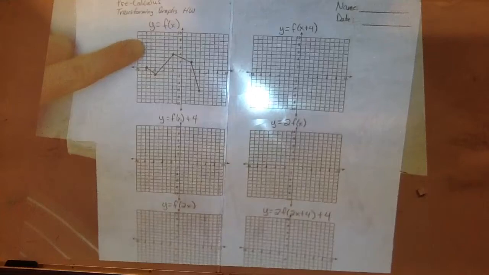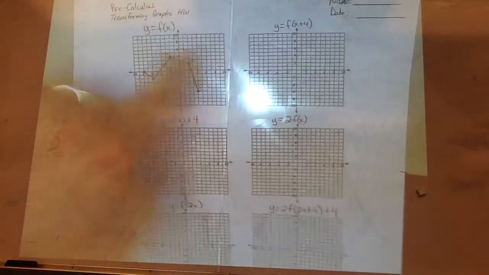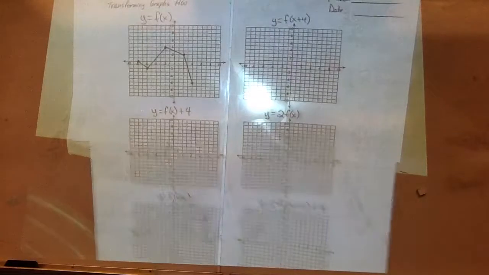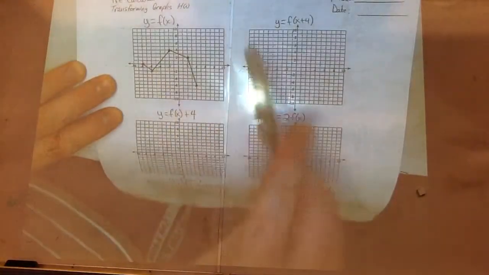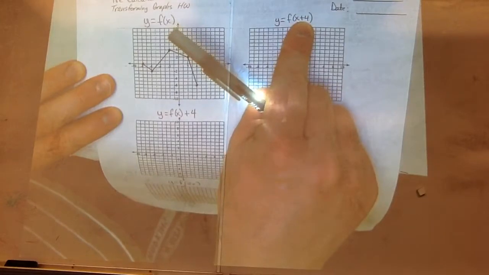There's the original graph. You're just doing that same one 5 times with different transformations. Some of them you might not have to do all the points. Should be pretty simple, right? Just kind of do it. Shift it to the left or right. Holy smokes, that's a lot.